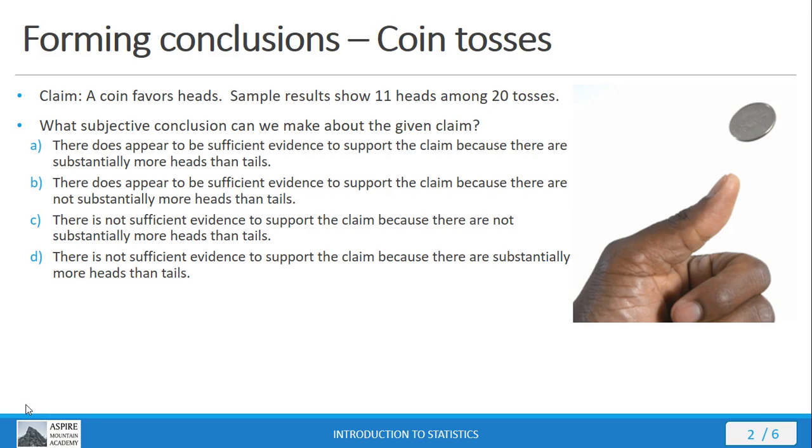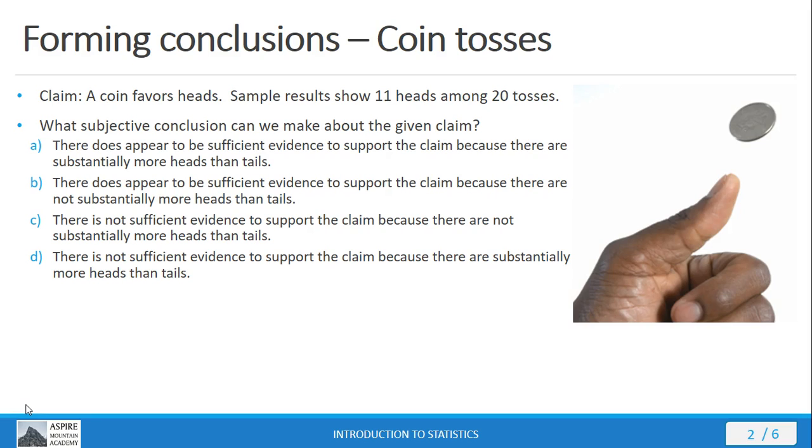So here is the claim that a coin favors heads. Sample results show 11 heads among 20 tosses. Well, you would expect the coin to be fair, which means 50% of the time it should land heads. Here we've got 11 heads out of 20 tosses, so 11 divided by 20 is 55%. Don't be tempted to say the coin's going to favor heads because it's greater than 50%. 55% is still in the same neighborhood as 50%. It's not that far away.